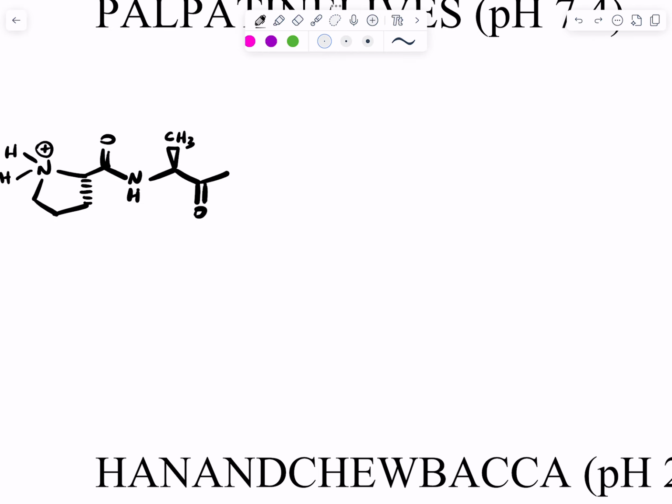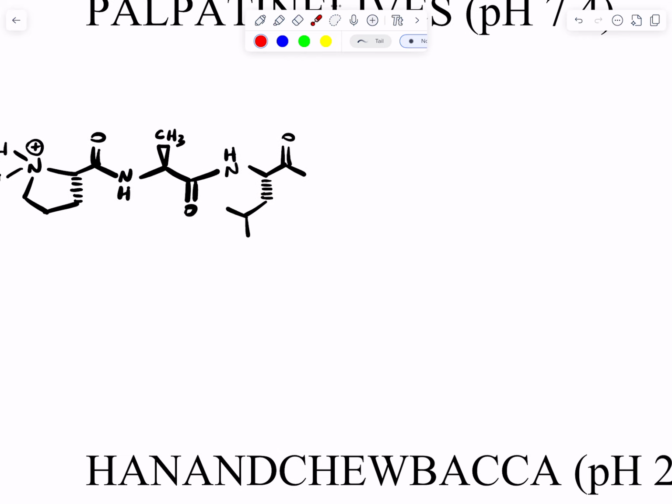All right, leucine. It's going to be a wedge now, and the beta carbon is attached to another carbon, which is itself a branch point. Okay, that's leucine. Then we need another proline. For proline, when it's in a peptide, we just sort of draw it like that. There's no H on that nitrogen.